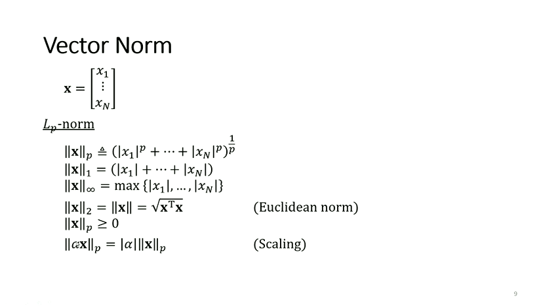And here's one of the properties. This is kind of common sense. You're taking the absolute values, summing them all up, and then taking the pth root of that, so you're left with a positive quantity always. So the Lp norm of any vector is always greater than or equal to 0.